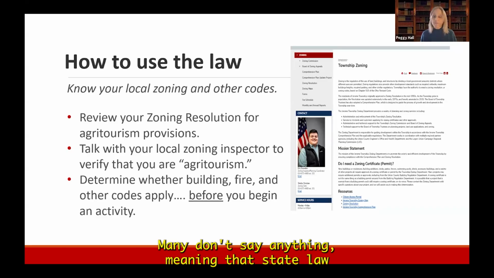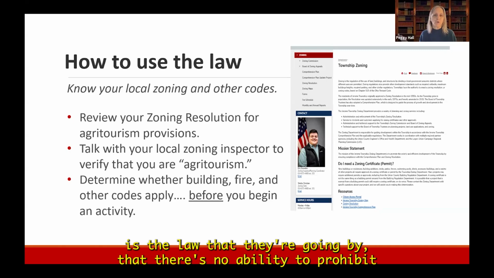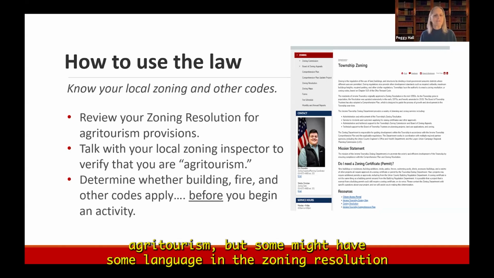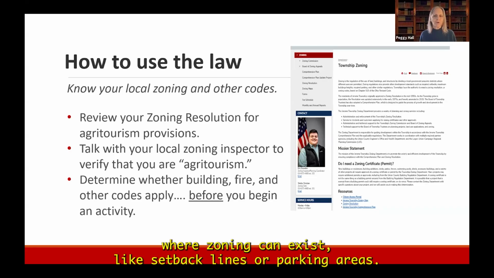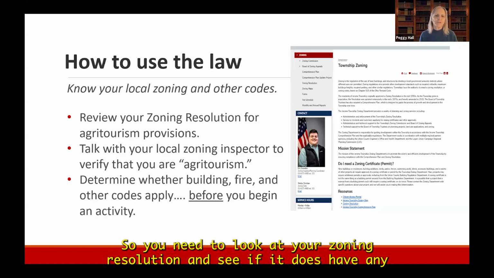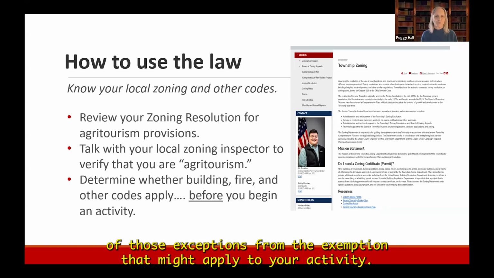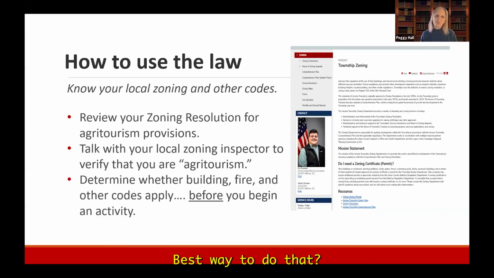Many don't say anything, meaning that state law is the law they're going by, and there's no ability to prohibit agritourism. But some might have language in the zoning resolution that addresses those allowable cases where zoning can exist, like setback lines or parking areas. So you need to look at your zoning resolution and see if it has any of those exceptions from the exemption that might apply to your activity. Best way to do that, talk with your local zoning inspector.